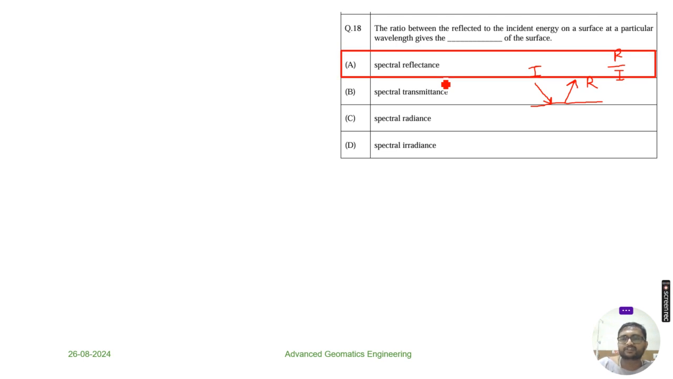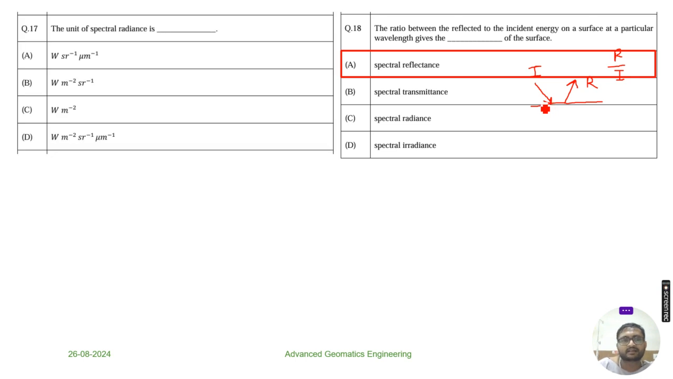Now the units of spectral reflectance. Energy is hitting the surface, so the incoming energy is in watts, and how much area it is covering, so watt per meter square. Then we are using the word spectral. Spectral means in which spectral band we are considering it, so it will be per micrometer also. So the correct unit will be watt per meter square per micrometer.